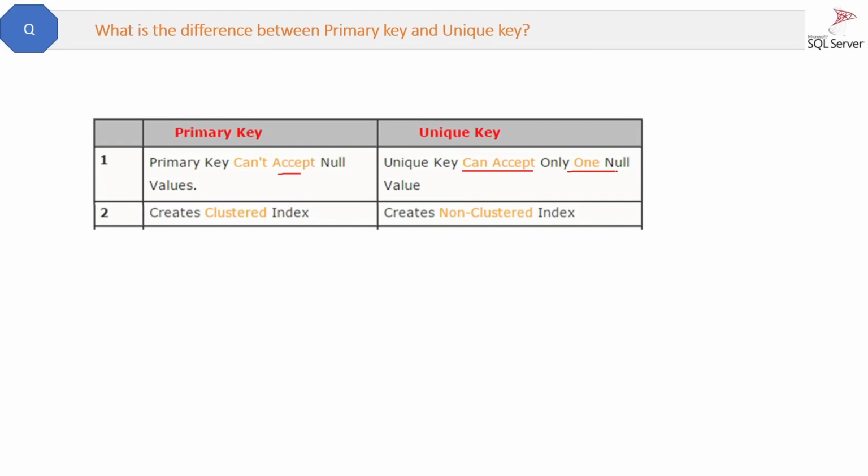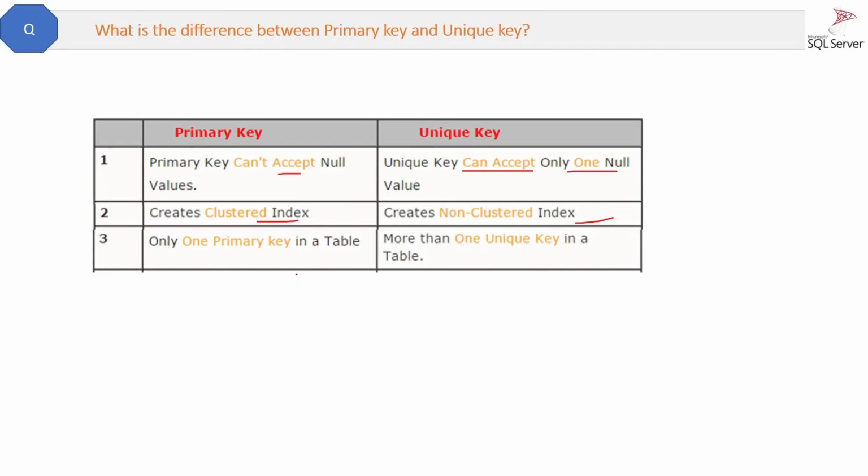Second difference is when you create a primary key, it will automatically set the clustered index on it, whereas that is not the case with unique key. It will not set any clustered index. You have to set a non-clustered index manually on it. Third difference is only one primary key is possible in a table, while more than one unique key are possible in a table. So these are the three differences between primary key and unique key.